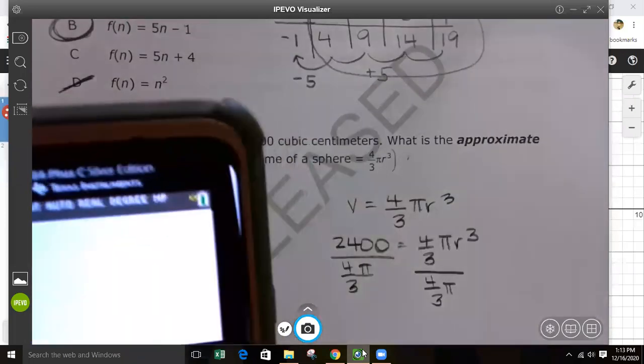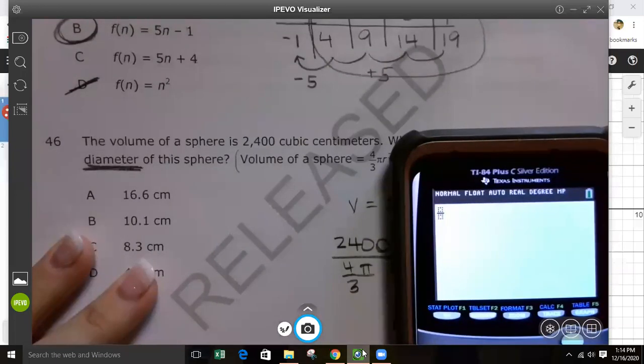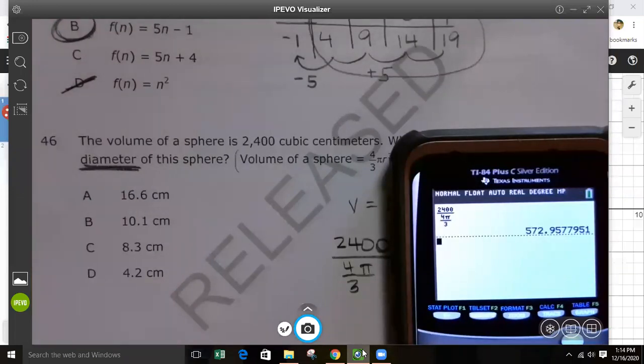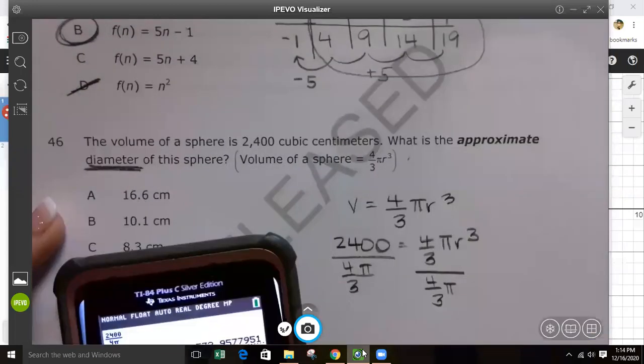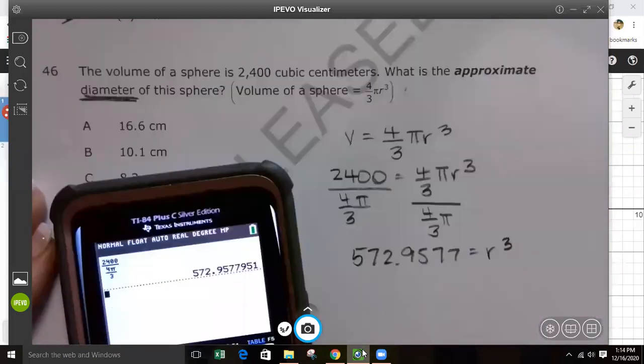So when we go into our calculator, we're going to do alpha y equals, to make a fraction, on the top is going to be 2,400. On the bottom, we're going to make another fraction, and it's going to be 4 pi. Sorry, that's not pi. Pi over 3. And we get this 572.9577 equals r cubed. So remember, for a square to cancel out, you do a square root.